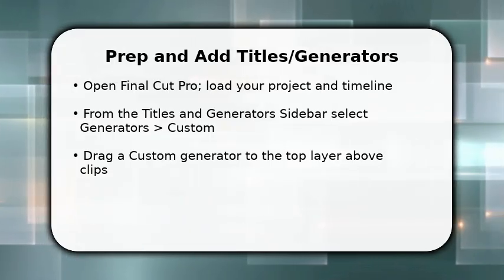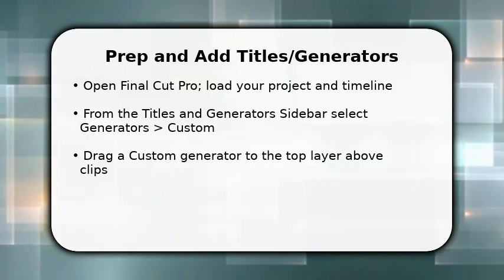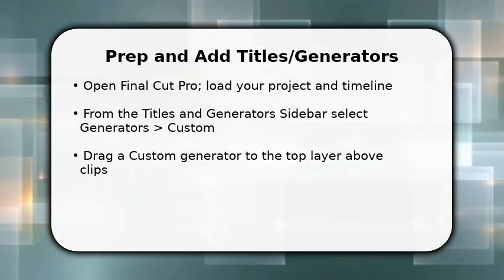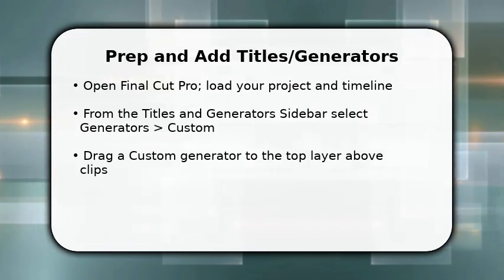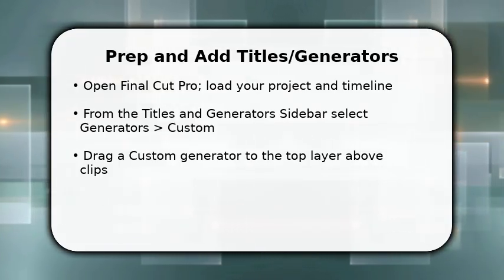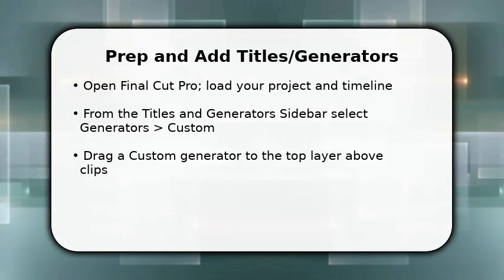Drag that custom generator to a new track and stretch it to cover the clips you want to affect. You're creating a neutral top layer that will receive effects. This preserves original clips and centralizes adjustments for easy global tweaks.